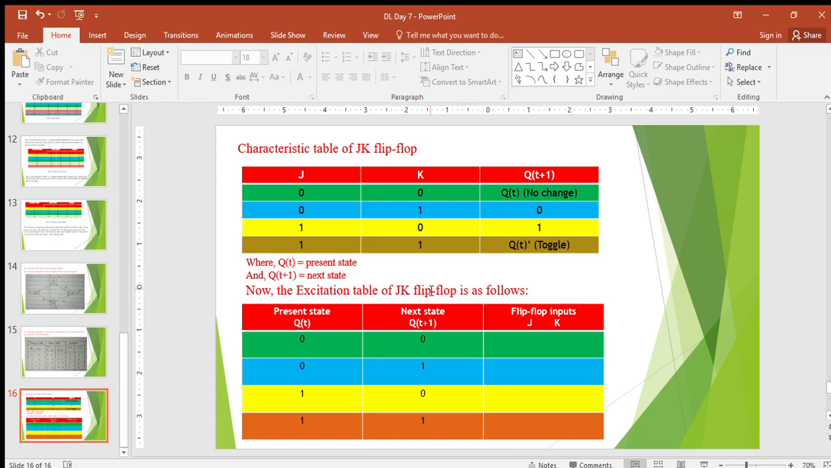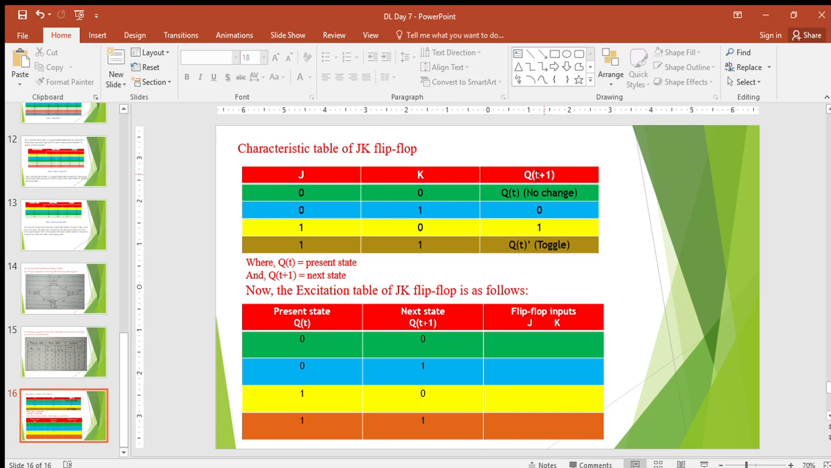So here we are going to use JK flip-flop. The characteristic table of JK flip-flop is here, which we have already discussed, or you might have discussed already in the portion on flip-flops. Again, let me remind you about the characteristic table of JK flip-flop, or let's say the truth table of JK flip-flop. Here Qt is the present state and Qt plus 1 is the next state. Make sure about it.